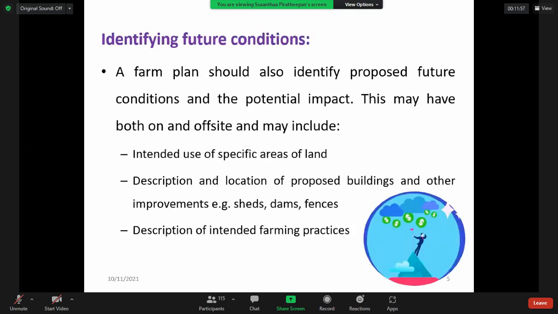And the next one is identifying the future condition. We may have different ideas to develop in future. So we can make sure those future developments will be applied in the farm plan. For that, the intended use of specific land areas, and the second one, description of the location of proposed buildings and other improvements, and description of intended farming practices. So we want to make sure of the land areas for the particular future development.